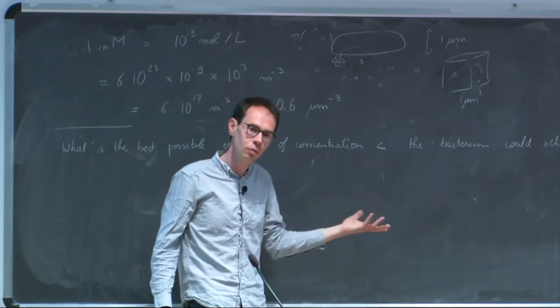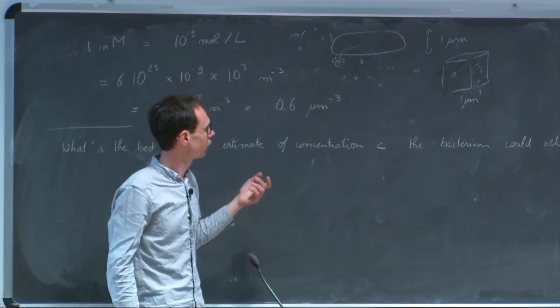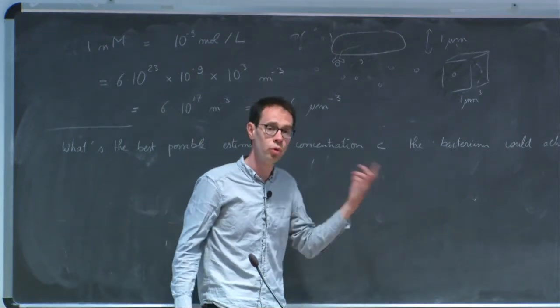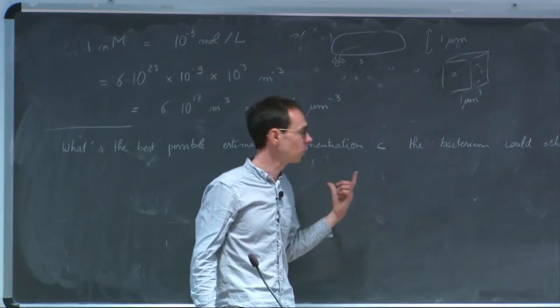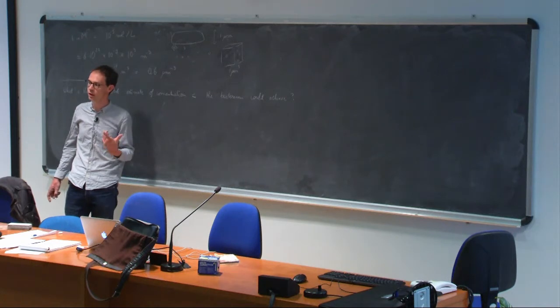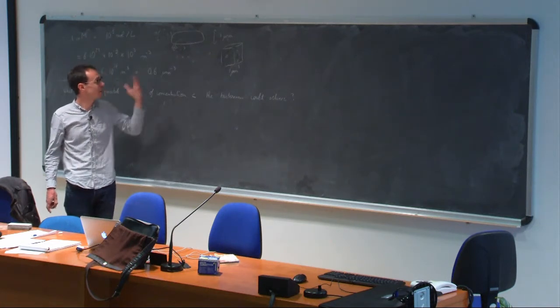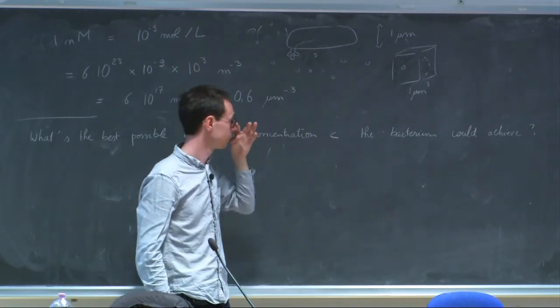So we're a bit back to the maximum likelihood or Bayesian framework. The bacterium wants to know something about the world. Here the world is, where is the food? It wants to know where the food is. So it wants to know what the concentration of food is at a given moment. And what it has is just this measurement device, right?